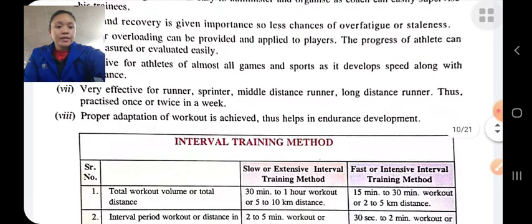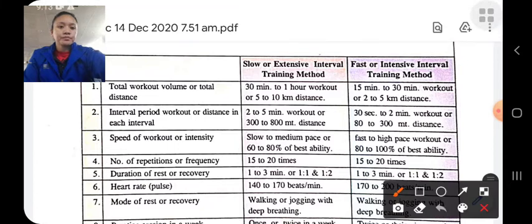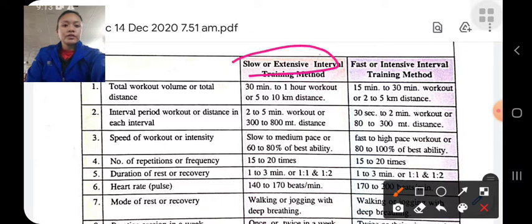Let's make some comparison between slow and fast interval training methods. The first comparison is this: slow interval training methods and fast interval training methods.